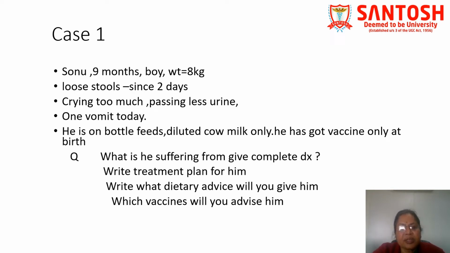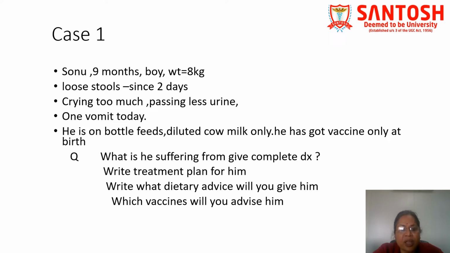I shall be trying to discuss the clinical presentation in the form of cases. So this is case 1. He is Sonu, a boy who is 9 months old and his weight is 8 kgs. He came to us with the complaint of loose motions and vomiting. He had vomiting today only, but loose stools were present for the last 2 days. Besides these two complaints, the mother feels that he is crying too much and he is passing less urine.